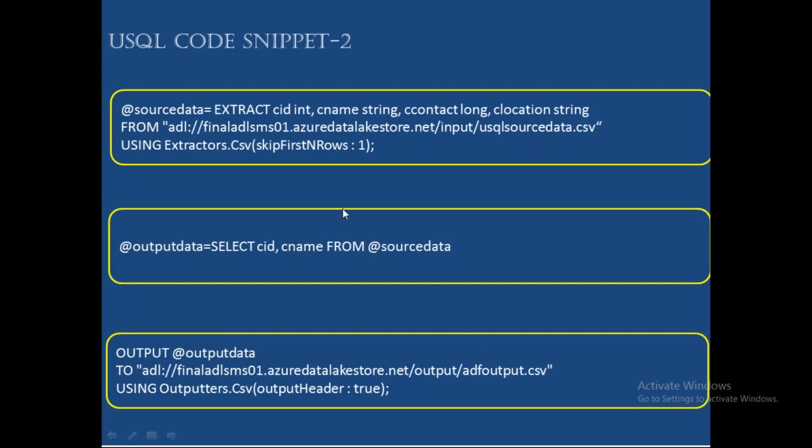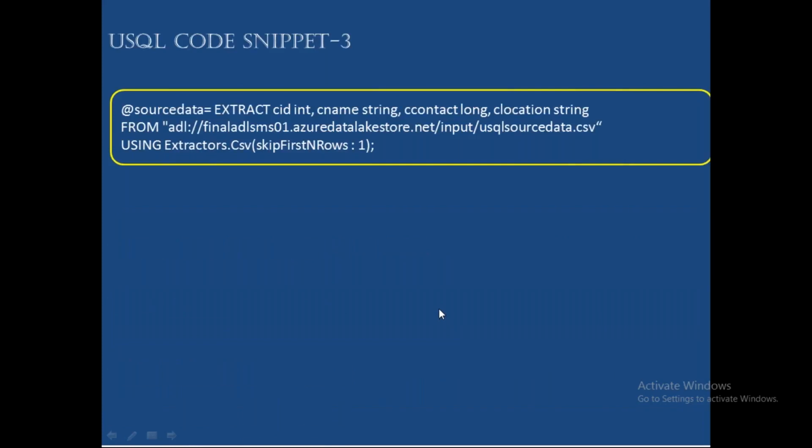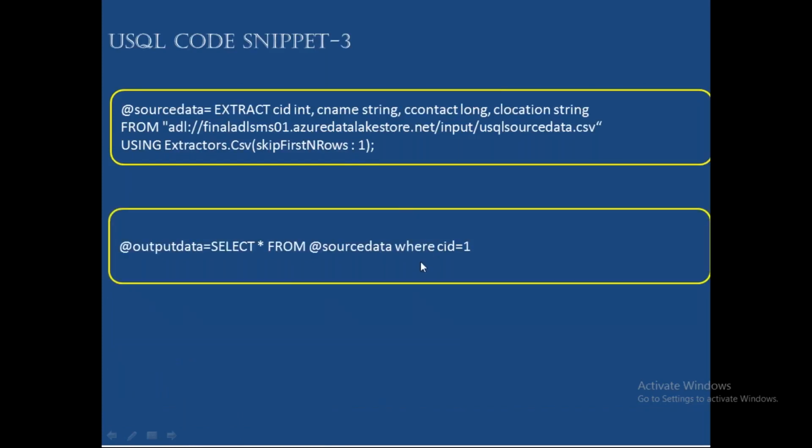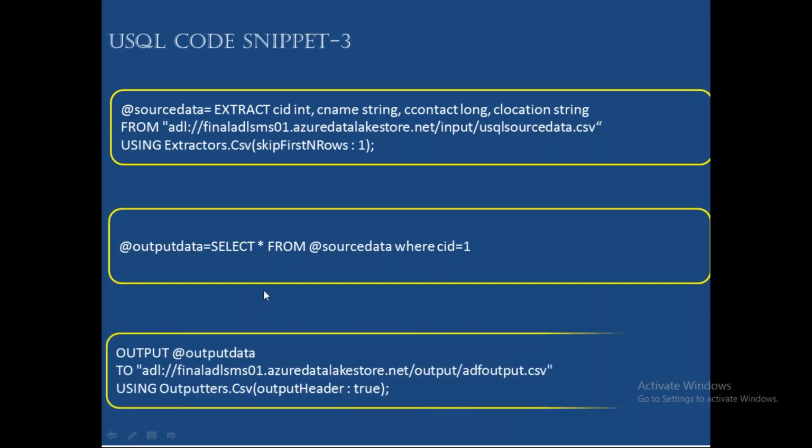This is one of the transformations. Okay, let's talk about the next transformation. You read the data. Now select star from source data. I'm selecting all the columns, but I'm filtering out where CID equal to 1, and this output data, I'm saying output is this particular variable, and write it to this location using output.csv. This is the same reading and writing. In between, I am applying some transformation.